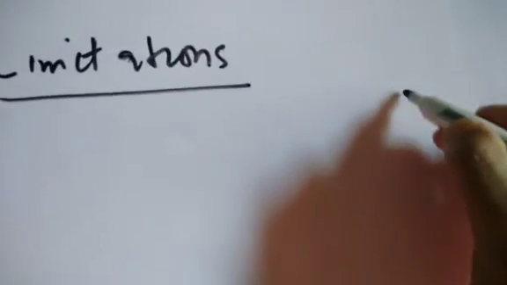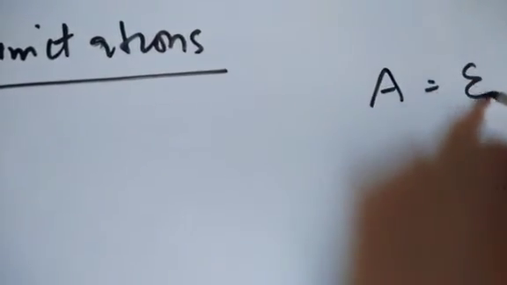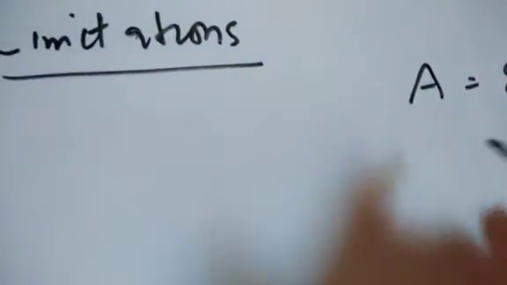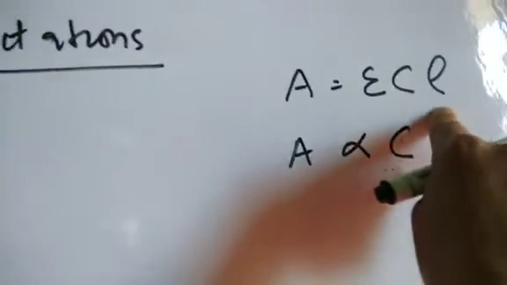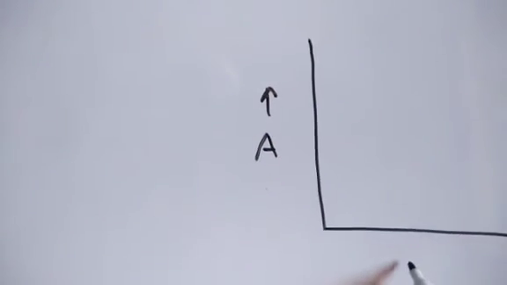Now as A is equivalent to epsilon CL, that means A is directly proportional to the concentration. मैंने कहा कि length instruments में जो cell होती है वो fix होती है. So if you plot a graph between absorbance and the concentration, we should always get a graph which is like a straight curve, because they are directly related. लेकिन ऐसा always नहीं होता है.